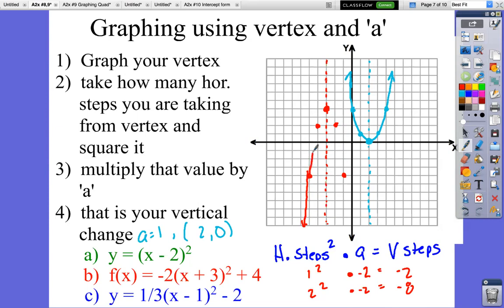By the way, when we make a table, some people say, I'm better at making a table. That's fine. Make a table. That's okay. But in my experience, there are more order of operations errors making a table than there are doing it this way. Your number of horizontal steps, then square it, times your A value, and that's your number of vertical steps. Questions so far?